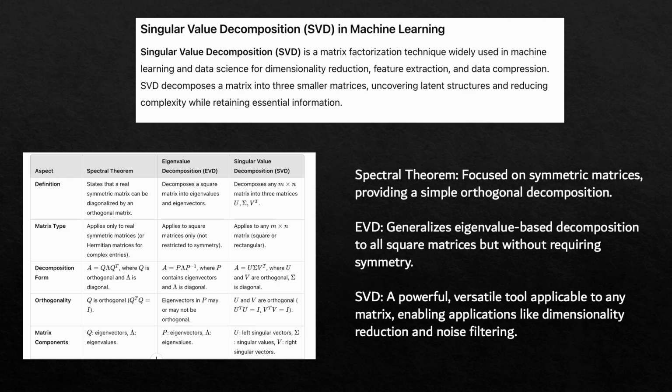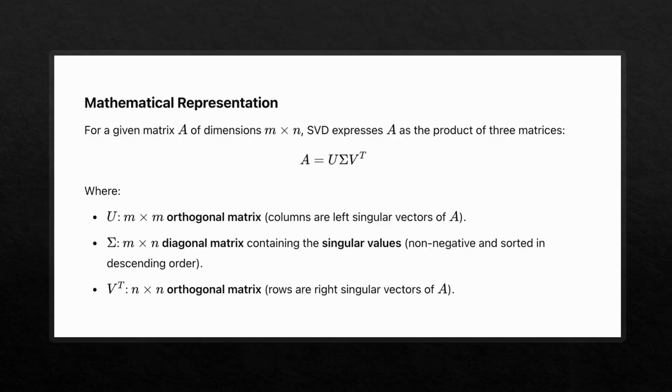Now let's look at a quick mathematical representation. The matrix A is the product of U, sigma, and V transpose. That's the representation. Now what is U? It is one of the orthogonal matrices, the left singular vector matrix. We'll talk more in detail. Sigma is the diagonal matrix, and V transpose is the right singular vector orthogonal matrix.